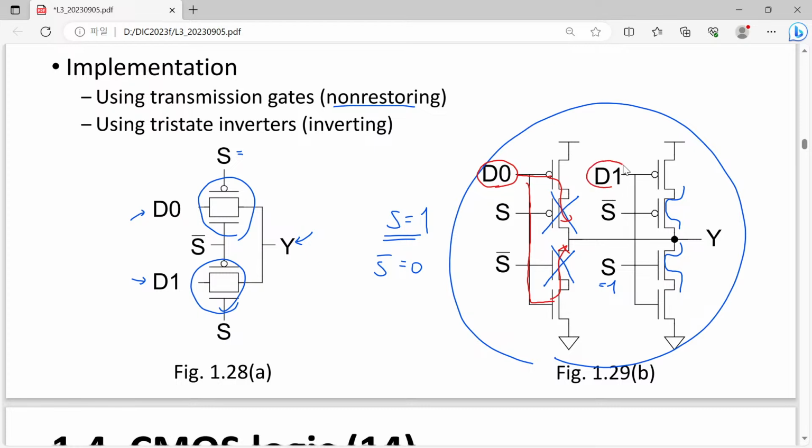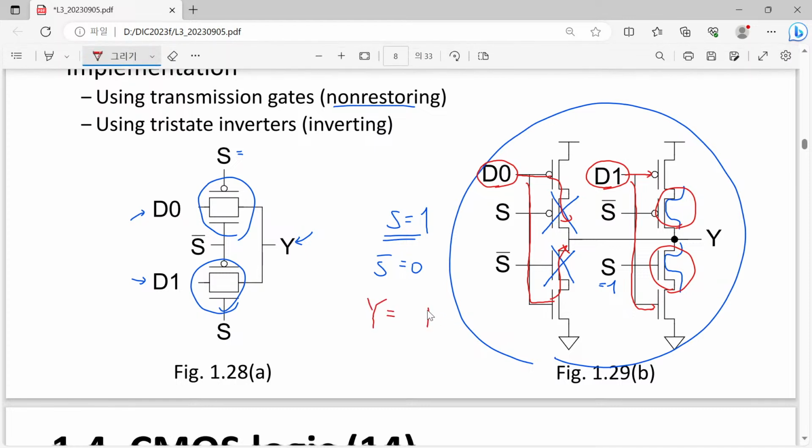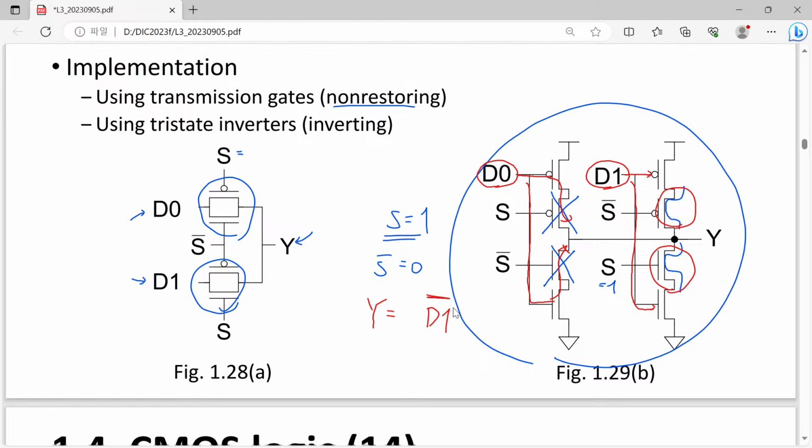However, in the case of D1, it has this path and this path, and this signal is connected through our S and S bar, the N MOSFET and P MOSFET. And when you have a look at this one, the operation is that when S is equal to 1, then Y is what? Just D1? No, it is working as an inverter. So now we have Y equal to D1 bar.